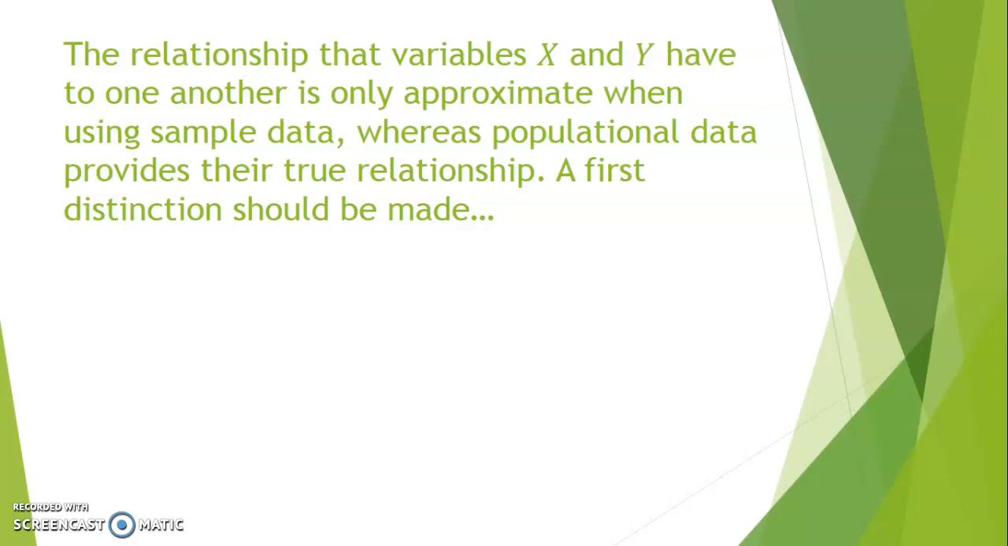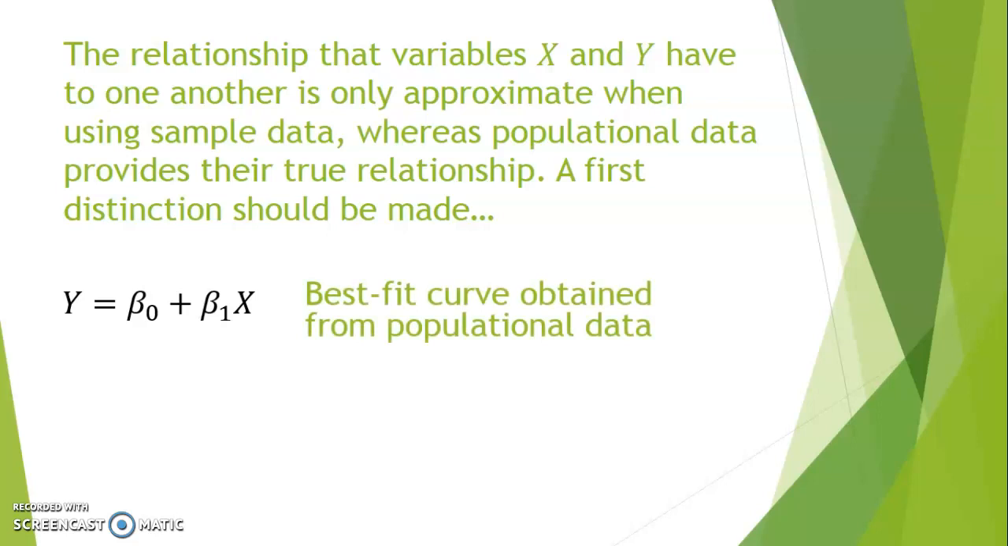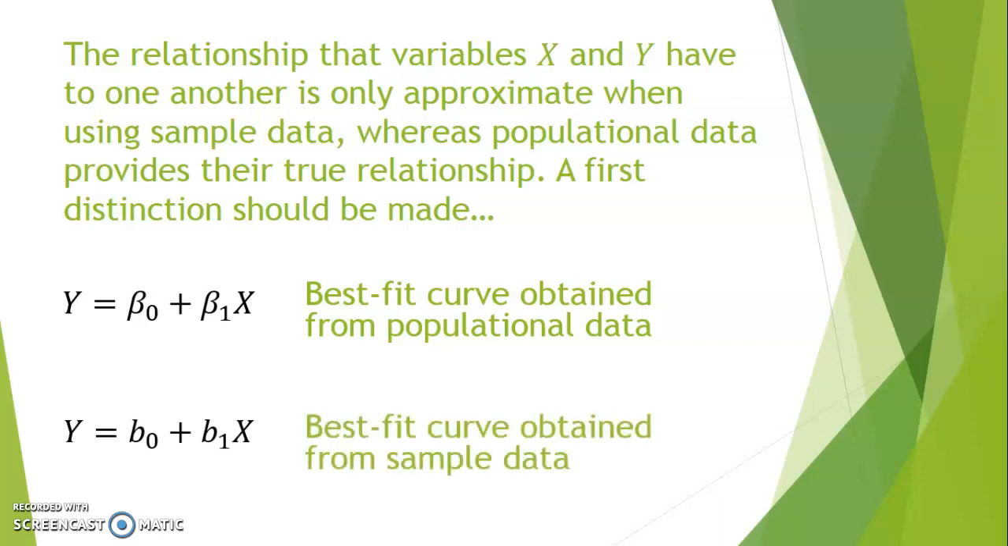A first distinction should then be made. First of all, in terms of notation, we're going to use Greek symbols, beta 0 and beta 1, to describe the y-intercept and the slope for the best fit curve obtained from populational data. We will use Roman letters B0 and B1 to represent the y-intercept and the slope for the best fit curve obtained from sample data.